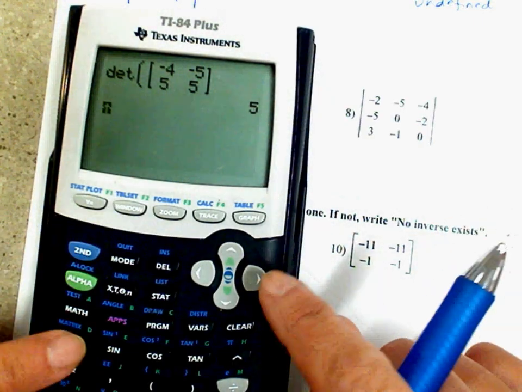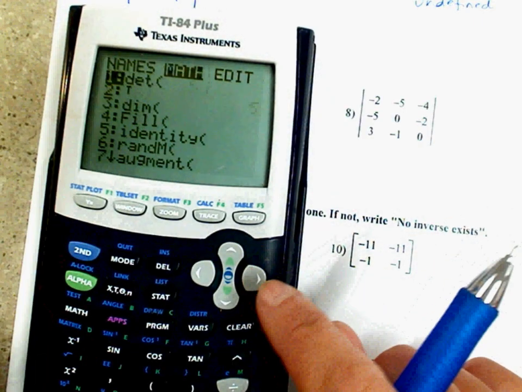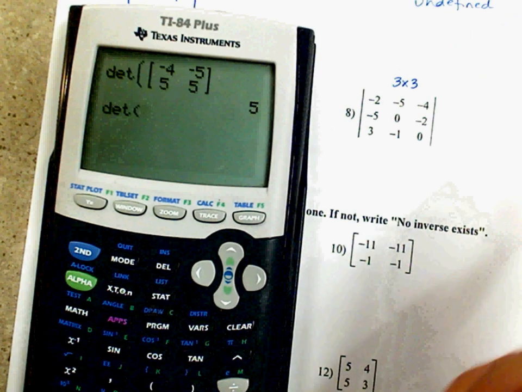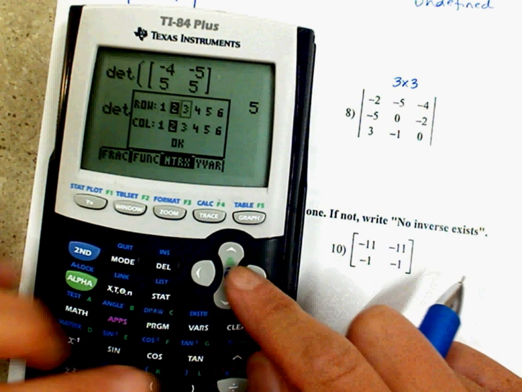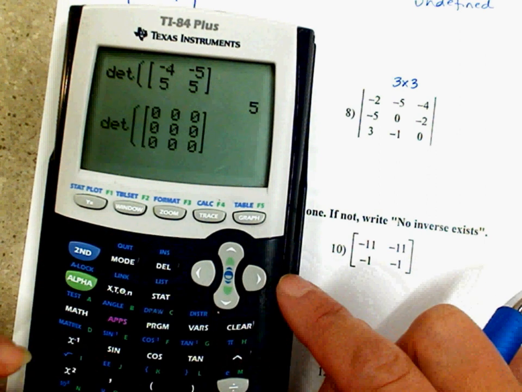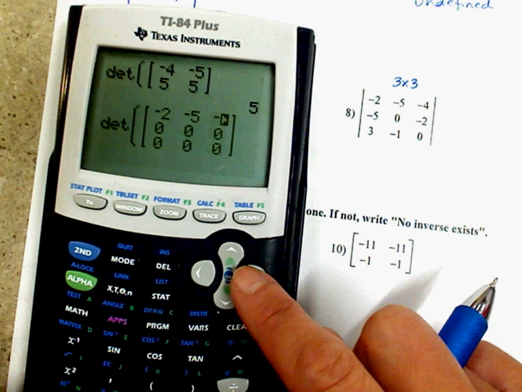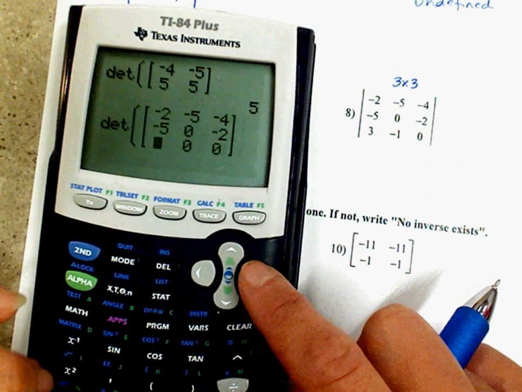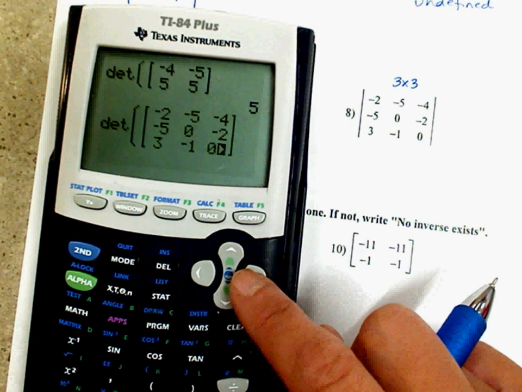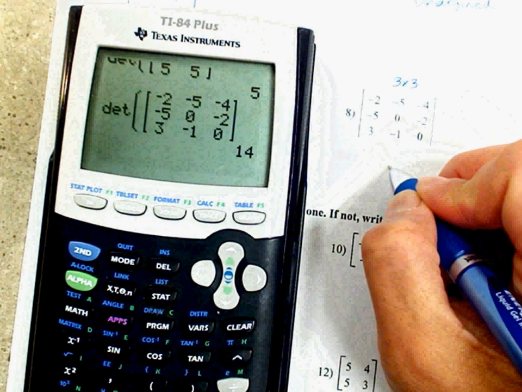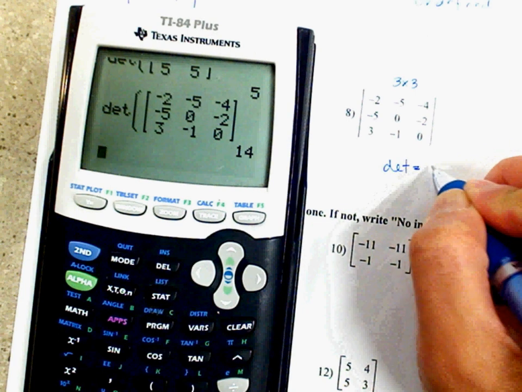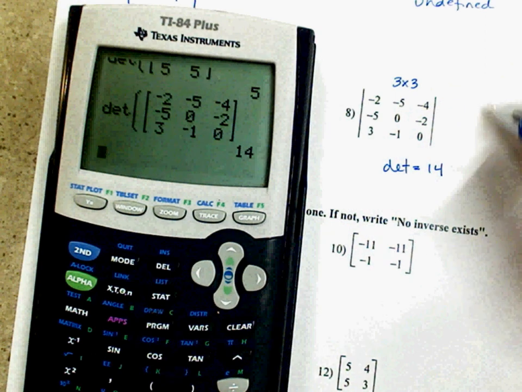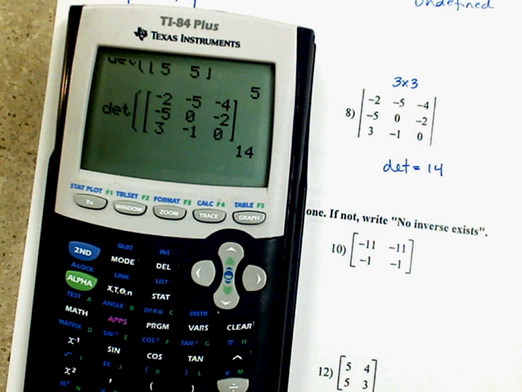Okay, number 8, same thing. Second matrix, go to math, number 1. This is a 3 by 3. You will always have a determinant, by the way, but they have to be perfect squares. So -2, -5, -4, -5, 0, -2, 3, -1, 0. And the determinant for this one is 14. Okay? That's when we have to add an extra columns. Remember that? You can do it like that. There's other ways to do it as well.